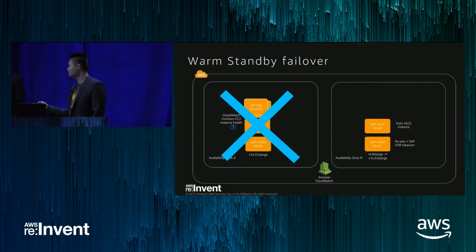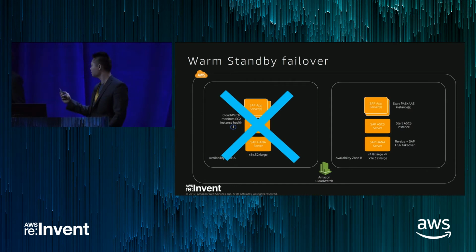And then the next step is you start your ASCS instance, and then you start your PAS and your AAS instances. And because you're in a different availability zone with different IP addresses, you can do DNS updates.